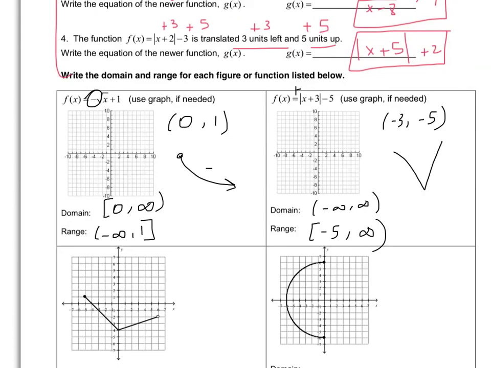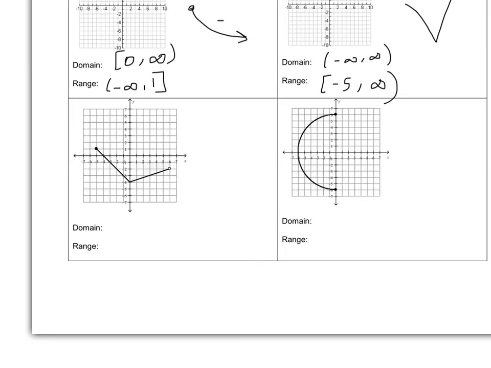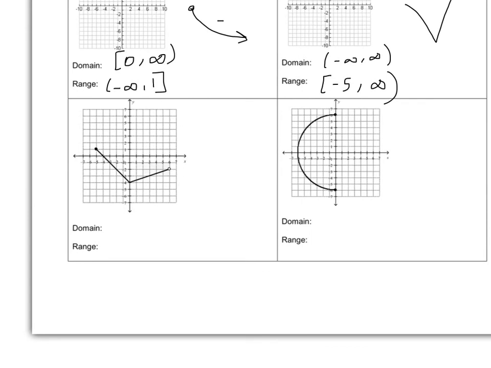Now let's look at the last two questions. Domain, for this one, it means starting from left to right. So it's going to be -5 with a bracket and 6 with parentheses since it's an open circle. Range is from the middle or from the bottom to the top. So it's going to be -4 to 1, bracket on both sides since there's no open circle.